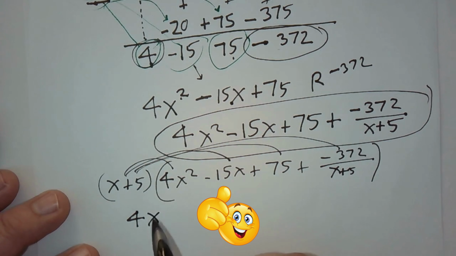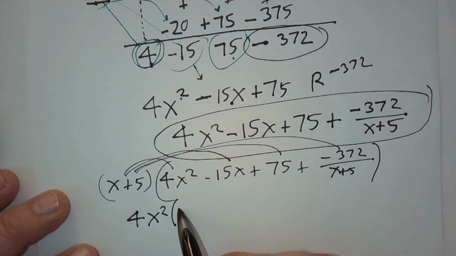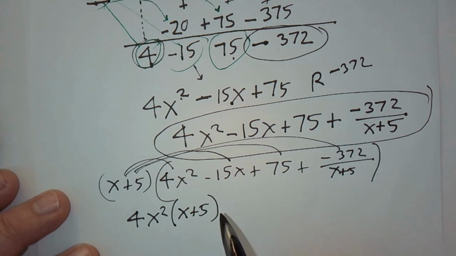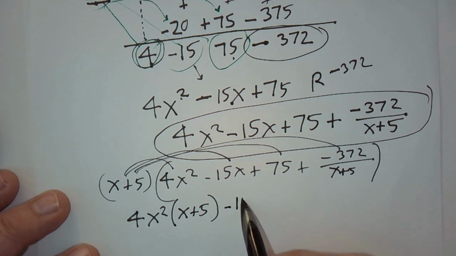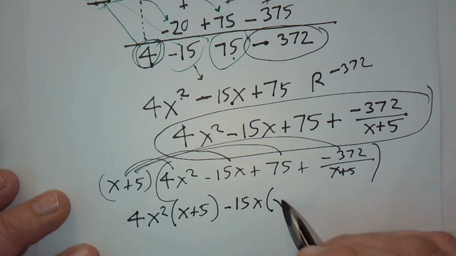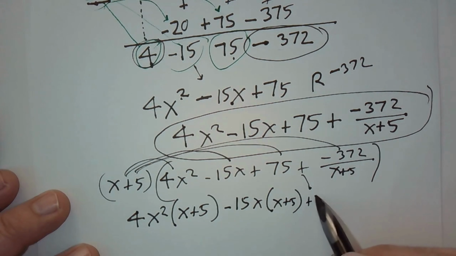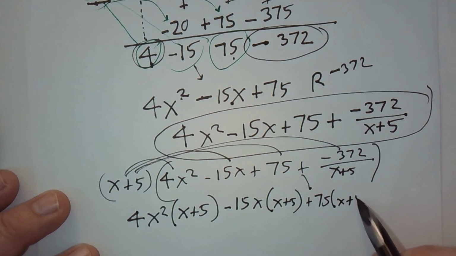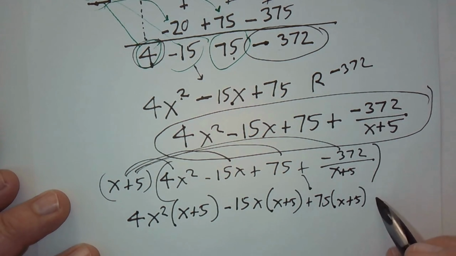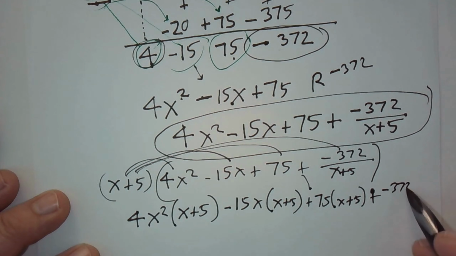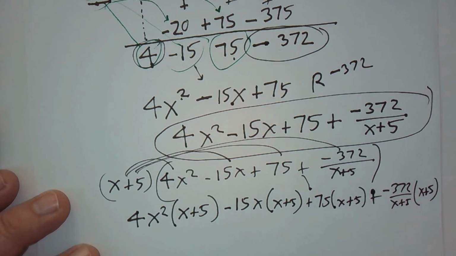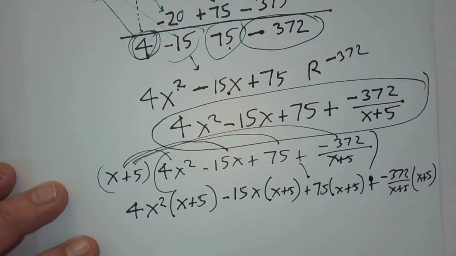So I rewrite the first term, 4x squared, and I put that, multiplying it by the x plus 5. And then I bring down the next term, negative 15x, and I multiply that one by the x plus 5. And then I bring down the next term, which is the plus 75, and I'm going to multiply that by the x plus 5. And then I bring down the last term, which is negative 372 over x plus 5, and I multiply this one as well times x plus 5. Some of you may see what's going to happen with that last one, but we'll get to it in a moment.